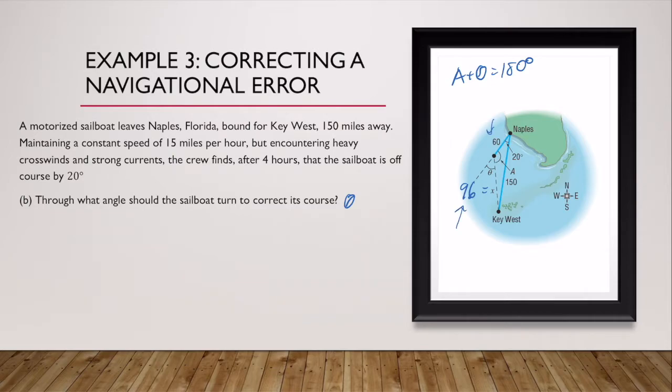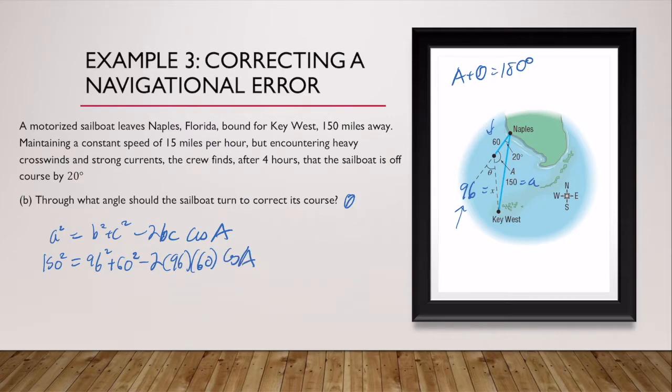So I have a squared equals, the side across from angle A. A squared equals b squared plus c squared minus 2bc cosine A. That's what I don't know. So I have 150 squared is 96 squared plus 60 squared minus 2 times 96 times 60 cosine A.